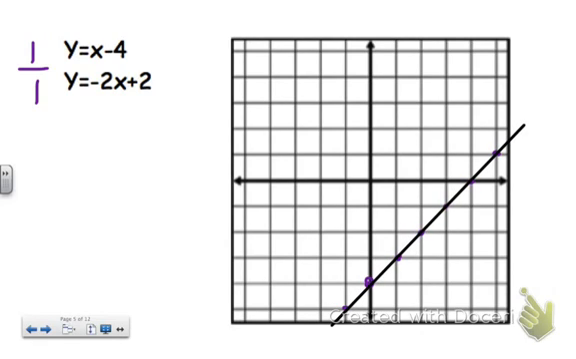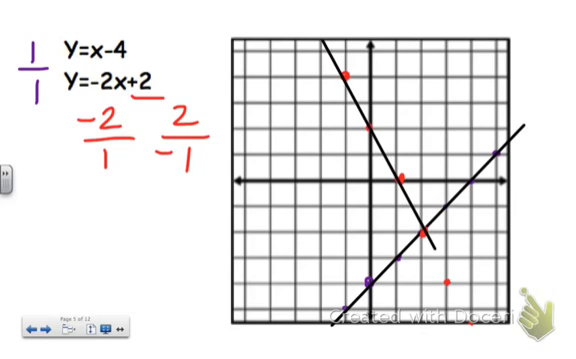And then I'm going to do the other line. So this time my y-intercept is at positive 2, and my slope is negative 2, or in other words, negative 2 over 1, which remember could also be 2 over negative 1. So I'm going to count up 2 and left 1, or down 2 and to the right 1. So notice, even as I'm graphing it, I can kind of see where they're going to intersect. So now that I've graphed both of them, I can see the intersection point.